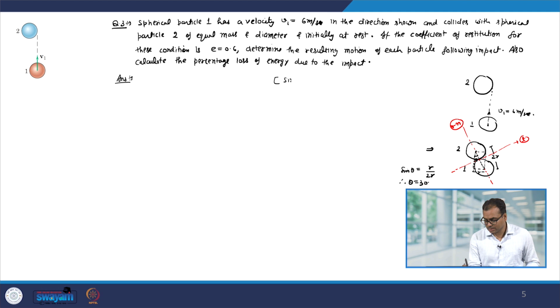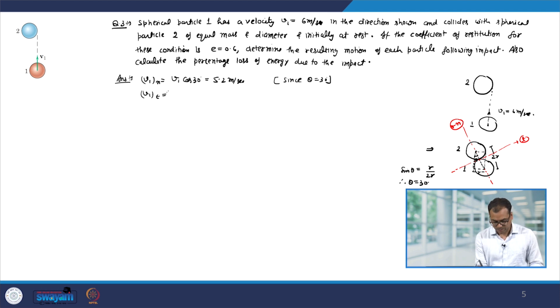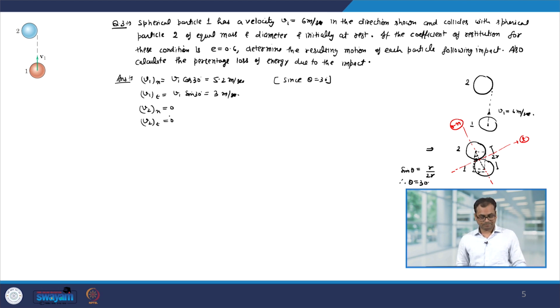Since theta is 30 degree, therefore, v1n will be v1, which is 6 meter per second cos 30 degree. So, that will be 5.2 meter per second, and v1t from the geometry it will be v1 sin 30 degree, that will be 3 meter per second, and since particle 2 is at rest, therefore, v2n will be 0 and v2t will also be 0.